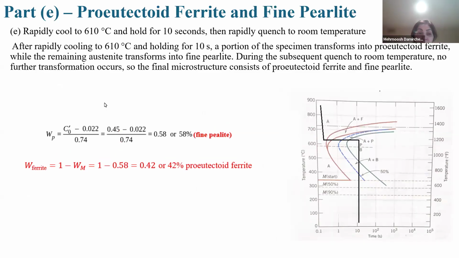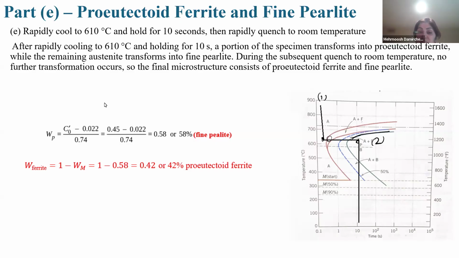Okay, rapidly cool to 610. 610 is here. It is 1. 610 is here. How much are we here for 10 seconds? 10 seconds is here. You see that is more than 100% because here is 100% converted to perlite, but it is less than 650. We expect that fine perlite. But as we reach this region, definitely we have proeutectoid ferrite too.